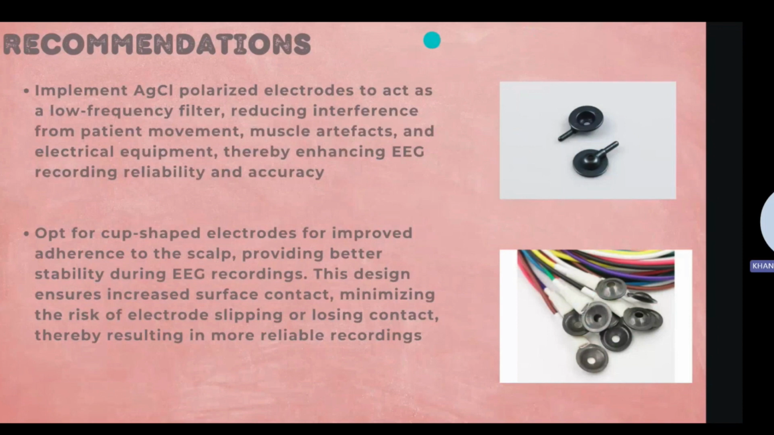Implementing a silver chloride electrode to act as a low-frequency filter reduces interference from patient movement, muscle artifacts, and electrical equipment, thereby enhancing the EEG recording reliability and accuracy. Secondly, opt for cup-shaped electrodes for improved adherence to the scalp, providing better stability during EEG recordings.